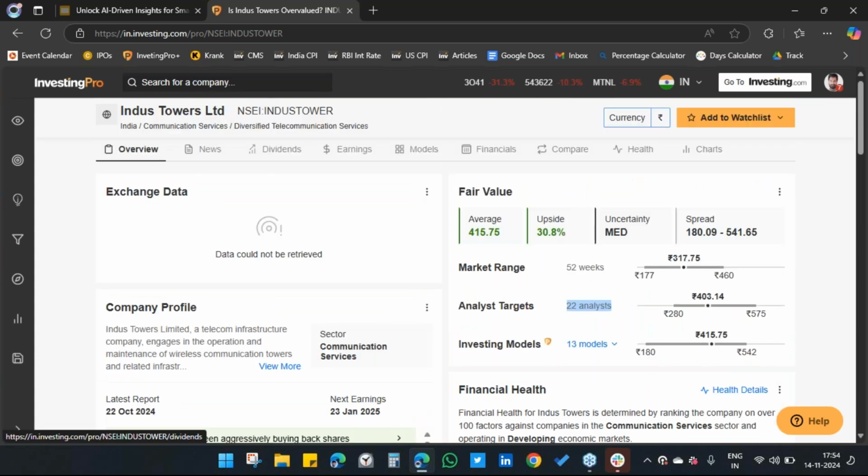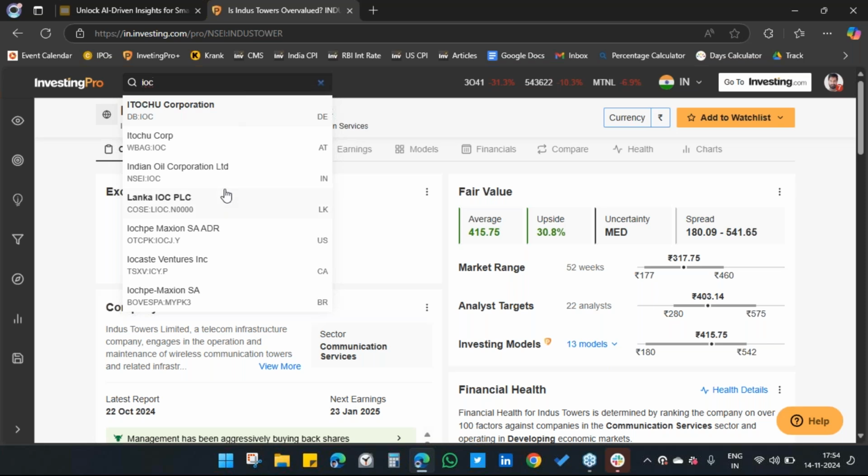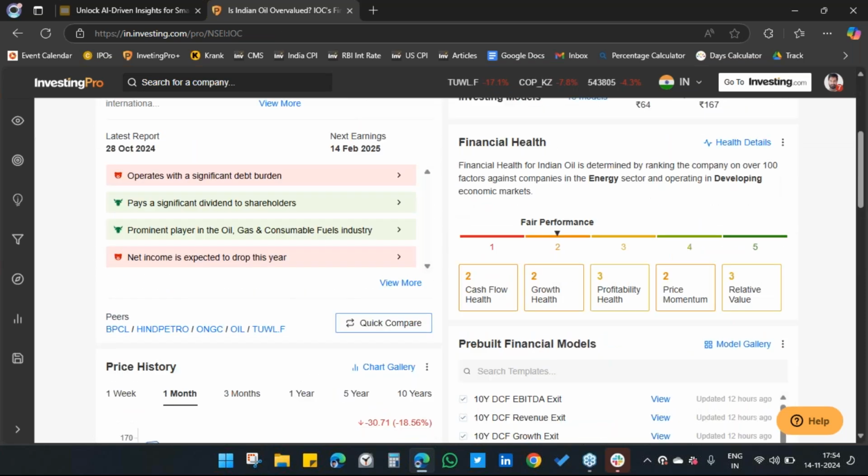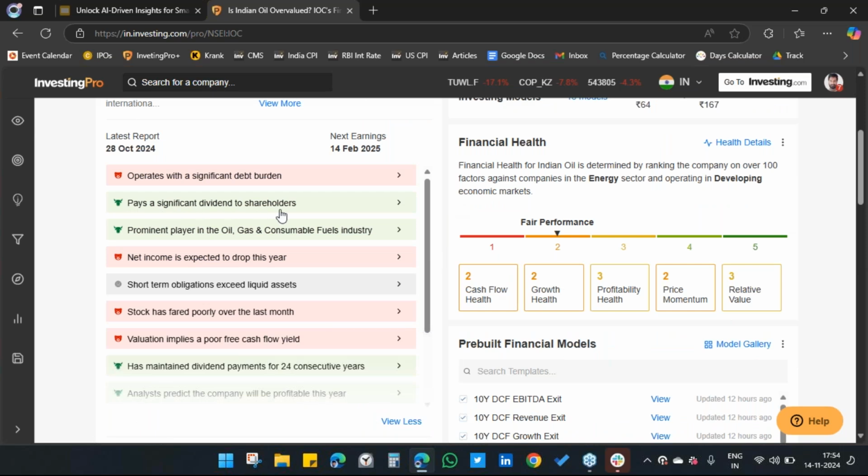Talking about dividends, let's look at IOC. Everyone knows dividend stock, all these OMCs, oil marketing companies. If you go to the pro tips, you can see pays a significant dividend to shareholders, the second option, right? So this is being highlighted in green. It is not neutral because significant dividend is always a bullish sign. I mean, there's nothing contradictory here. If I'm getting dividend, that's a good sign. And because it's a significant dividend, it's highlighted over here.